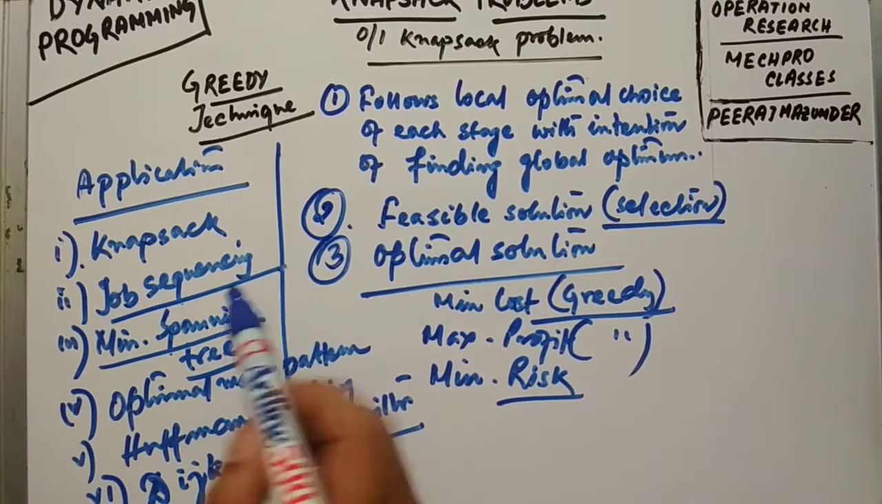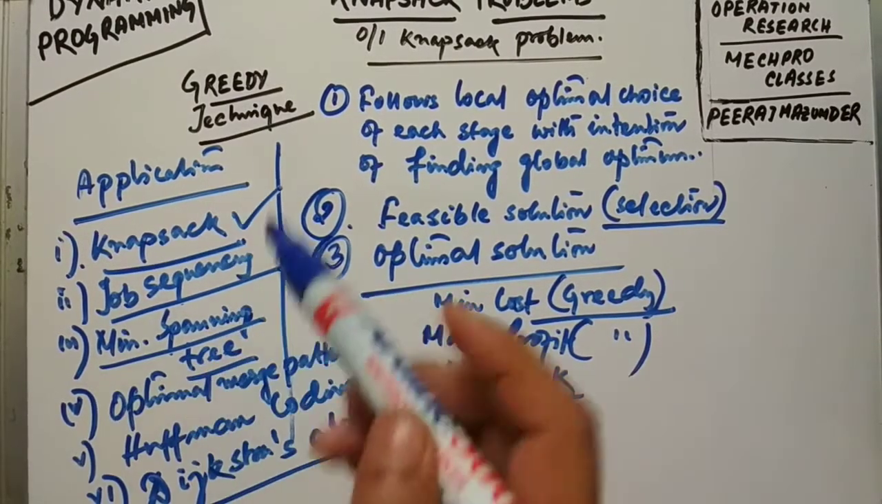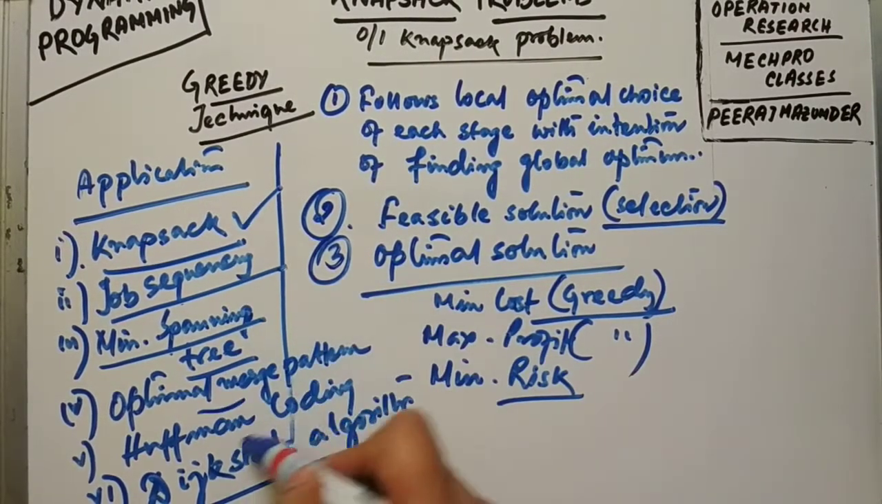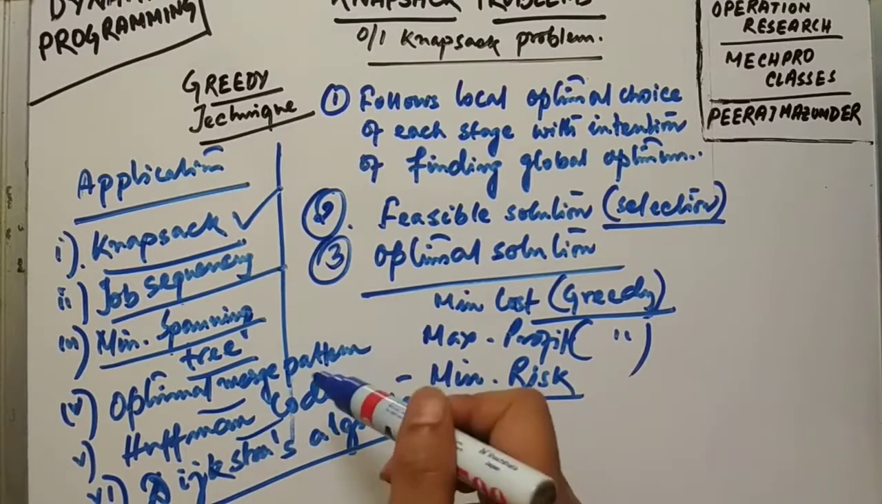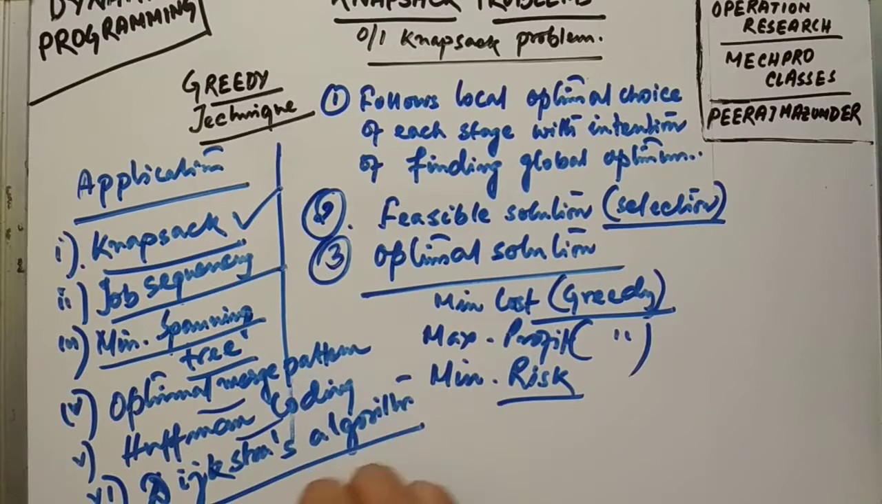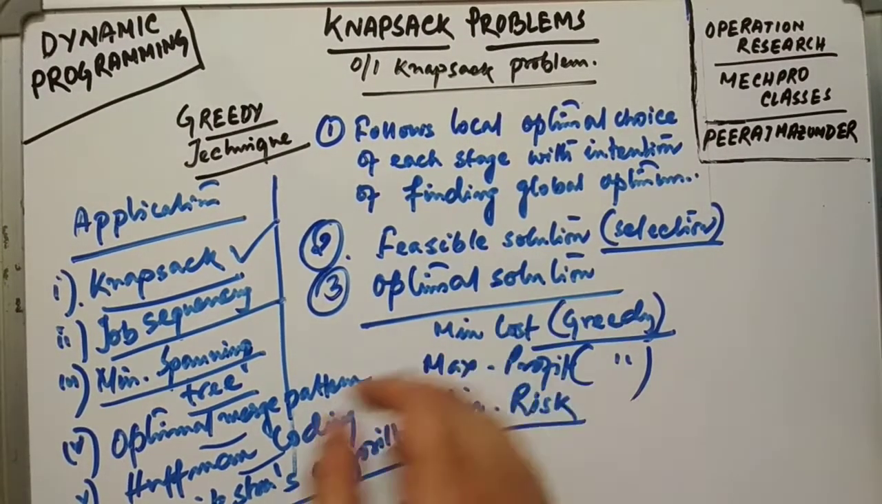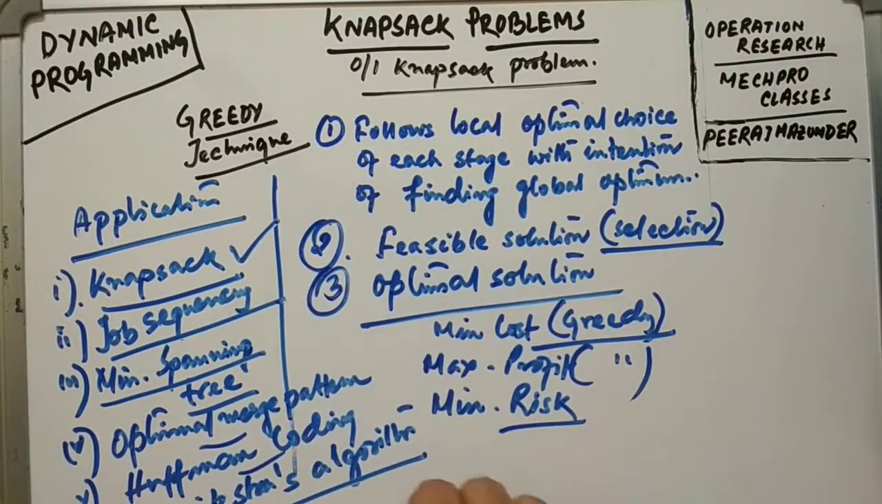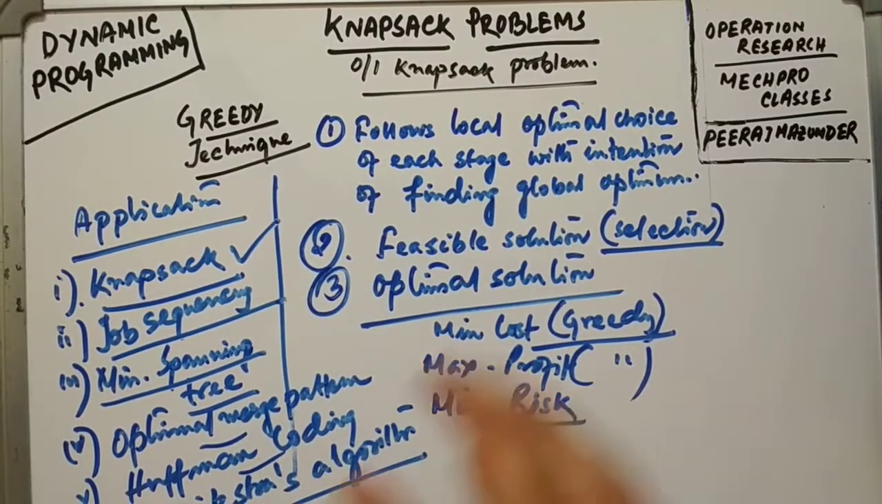You also know job sequencing, and today we will be going to solve the knapsack. But optimal merge pattern and Huffman coding are mainly for competitions, guys. In our syllabus, we have this knapsack problem under dynamic programming. So let us solve this knapsack problem.